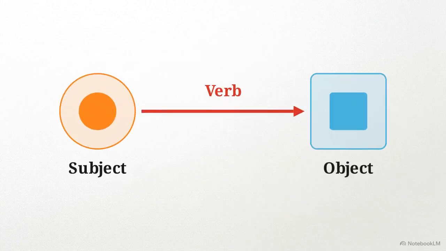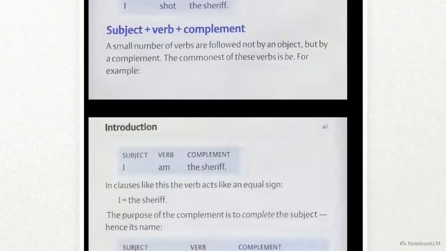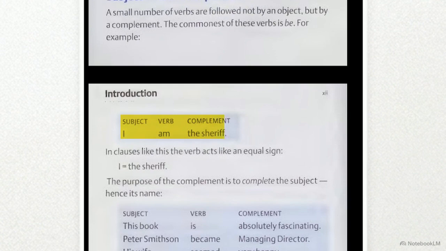How do you structure a sentence when the subject's action is directed towards someone or something else? Look at the subject-verb-object section. In "I shot the sheriff," the sheriff is a separate entity affected by the action. Confusion arises further down with "I am the sheriff." The sheriff follows the verb, but it's not an object, it's a complement.